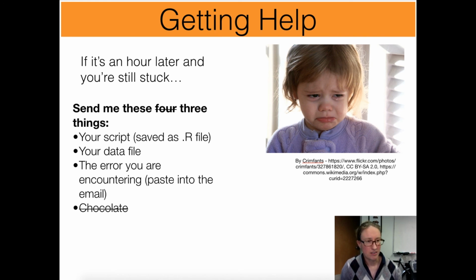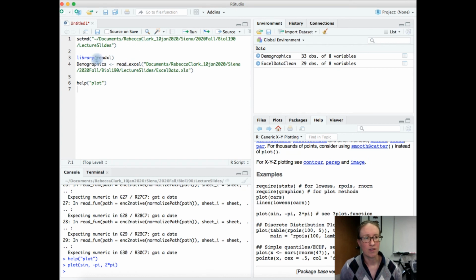You need to write a message and include three different things in your message. You need to attach a copy of your script file, so that's saved as an R file, with a descriptive name. Attach a copy of your data file for the data in that script, and then try to give us a good description of the error that you are encountering and where you're encountering it. You'll notice in this code that there are line numbers for each line of code. So you could even say, at line 6, I just can't get that line of code to run. Can you help me figure out what's going on?